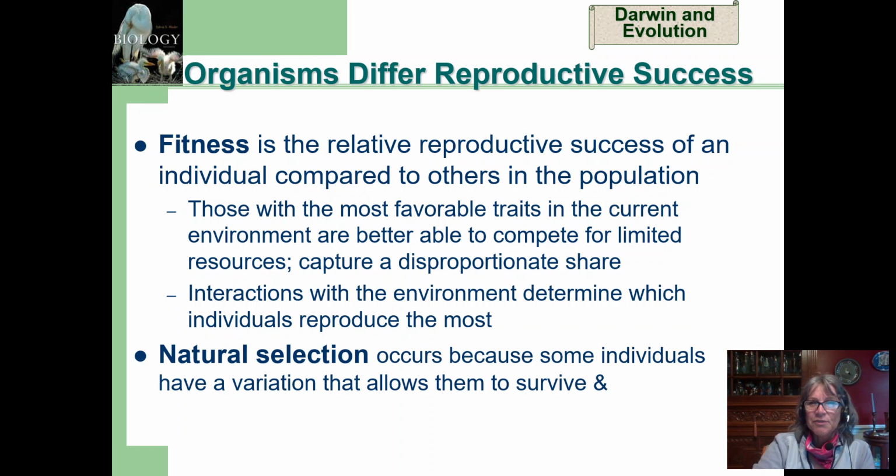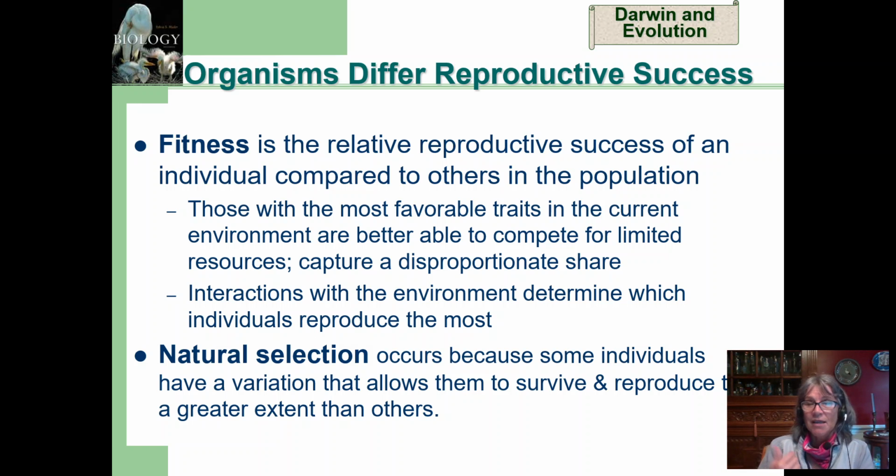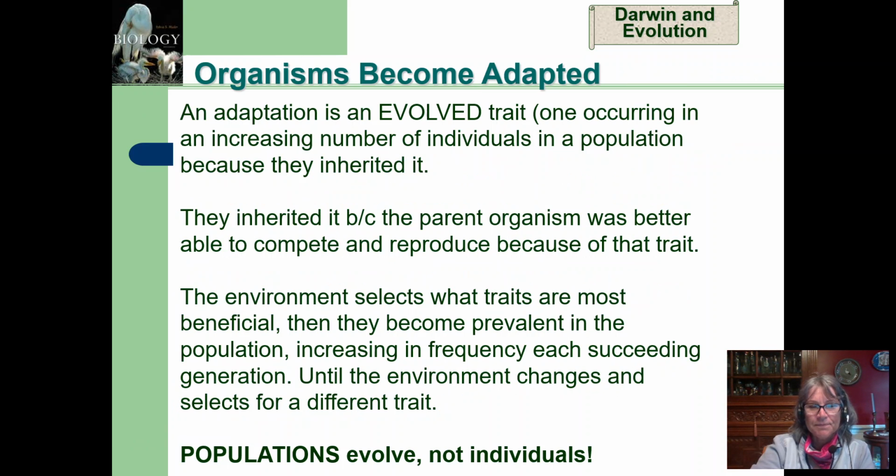So natural selection, survival of the fittest, occurs because some individuals have some variation in function, physical appearance, or behavior that allows them to survive and reproduce to a greater extent than others. So organisms become adapted. An adaptation is an evolved trait. And when we say it's an evolved trait, it's one that occurs in increasing numbers of individuals in a population because they've inherited it. So over time.